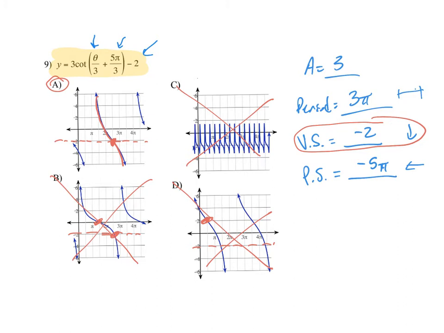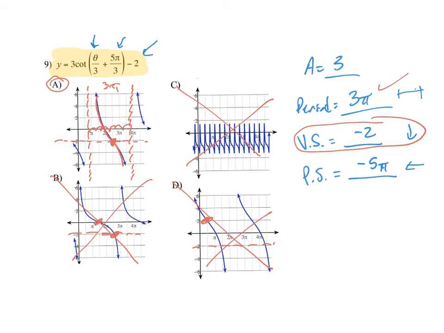Now, just to be sure, I should also check a few other things, like the period of this thing. So it looks like there's an asymptote dropping somewhere down in between these two, and it looks like there's another one dropping in somewhere between these two. And if you count every 2 squares as pi, I go 1, 2, that's a pi, 3, 4, that's a pi, 5, 6, that's a pi. And that looks like about 3 pi. So I do have the right period.